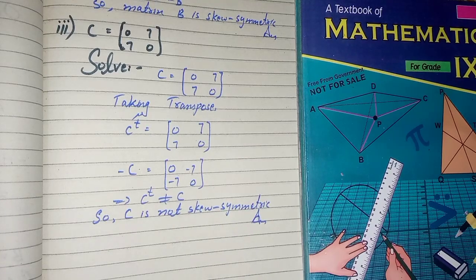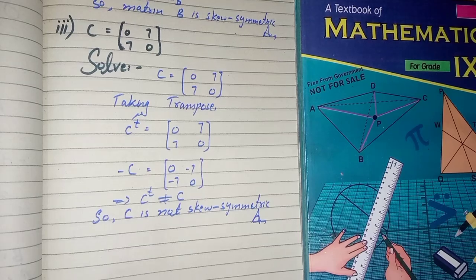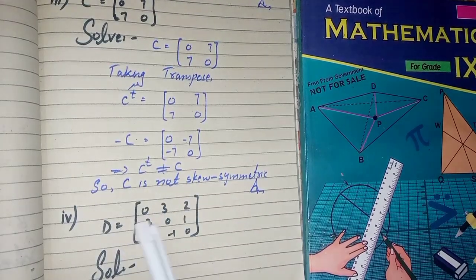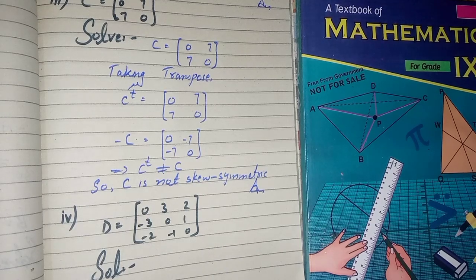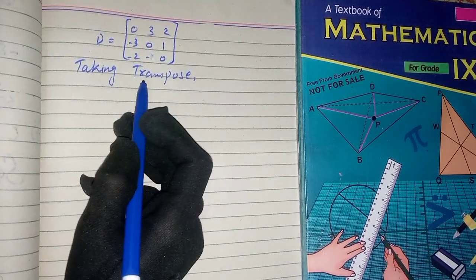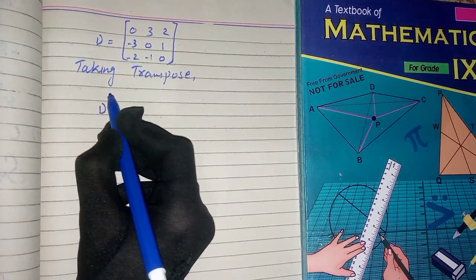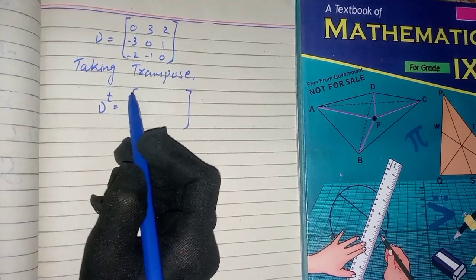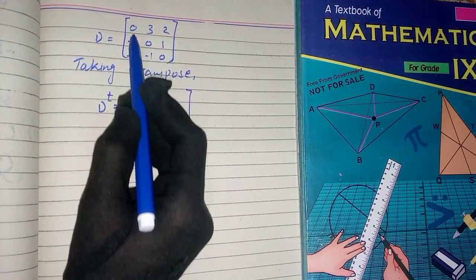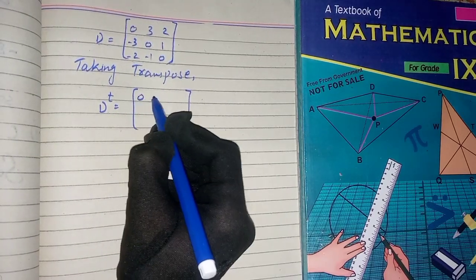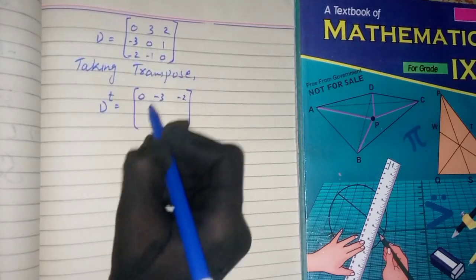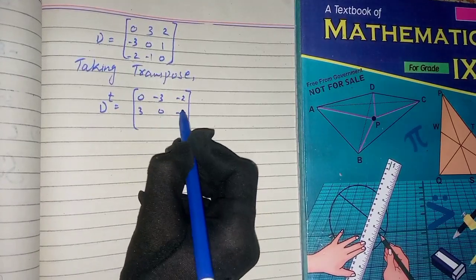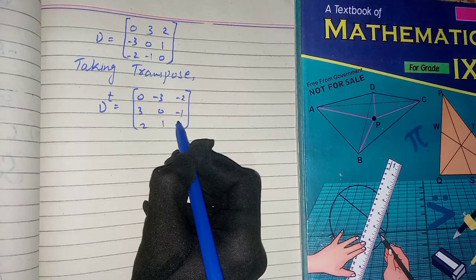Now we solve the next part, part 4, which is part D: [0, 3, 2; minus 3, 0, 1; minus 2, minus 1, 0]. We solve this part. Taking transpose of matrix D, in transpose we write column in rows: 0, minus 3, minus 2; 3, 0, minus 1; 2, 1, 0.